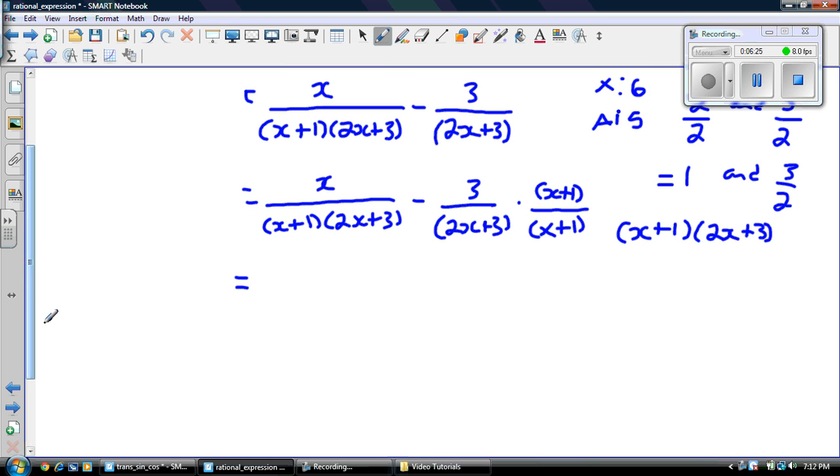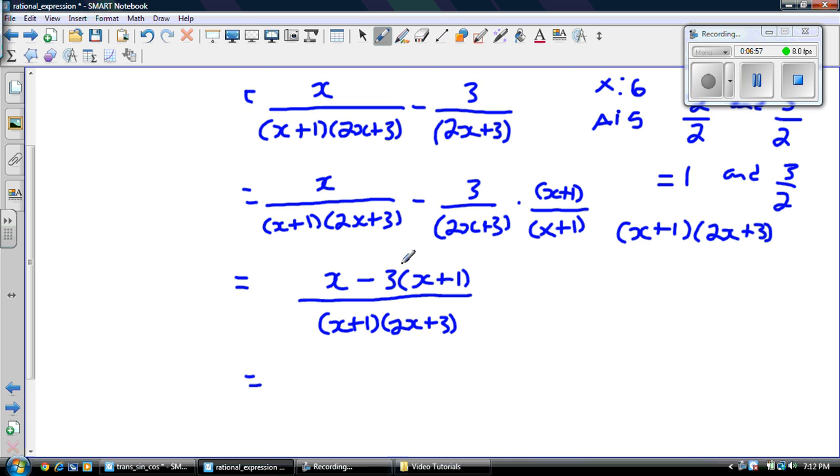And so now we do that. This time I'm going to skip a step. I'm going to put this all over one denominator right away. So I'm going to recognize that on the top I'm going to have x minus 3 brackets x plus 1 all over my common denominator now of x plus 1 times 2x plus 3. So now what I had to recognize is at this step I'm going to distribute this so I can simplify a little bit more.